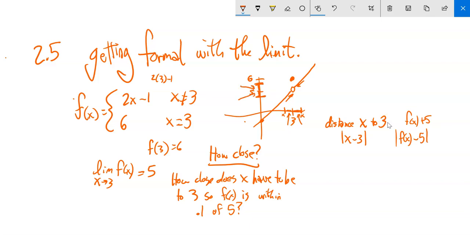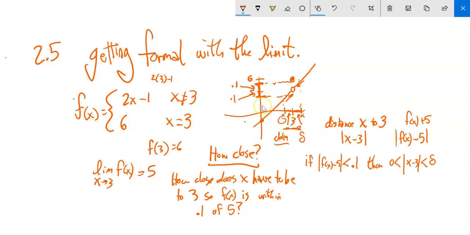Now we actually have names for these distances. The symbol that we typically use for this distance for the inputs is a lowercase delta. So the question we're asking now is this. If the distance for the outputs is less than 0.1, then what is the distance for the inputs? So the question is, in order to make this tolerance 0.1, like this is no further out than 0.1, what does this have to be to make that happen?